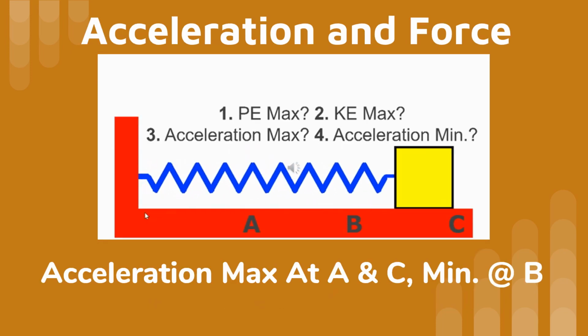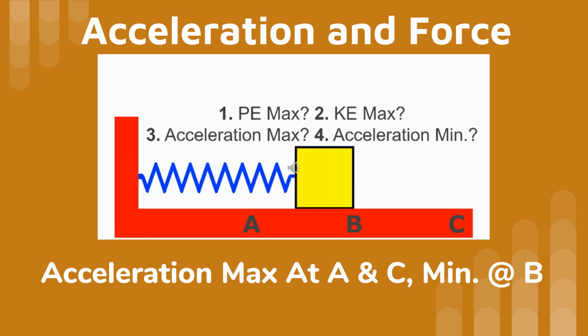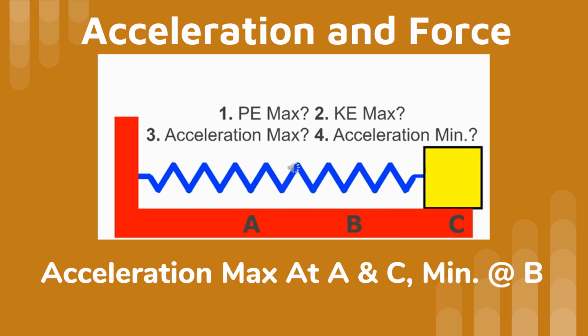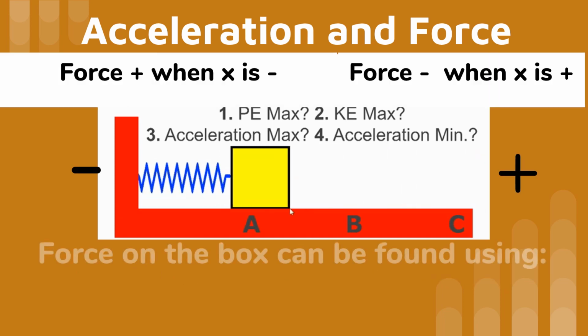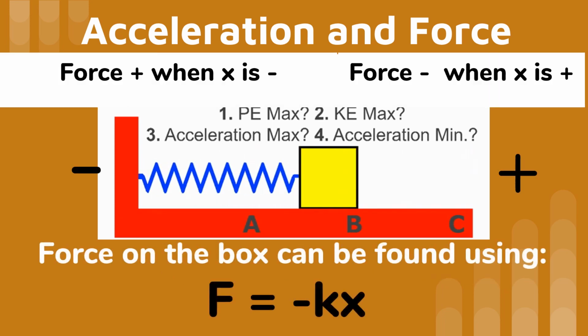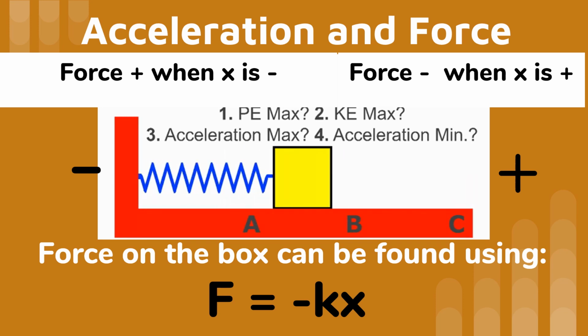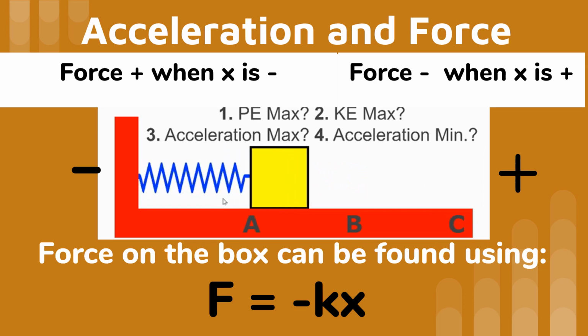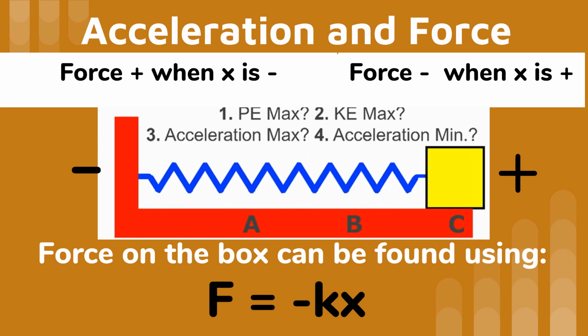Since the force on the box is greatest at A and C, the acceleration is greatest at these points. Since the force on the box is 0 at B, the acceleration is also 0 there. When the box is moving in the positive direction, the force is directed in the negative direction. When the box is moving in the negative direction, the force is directed in the positive direction.